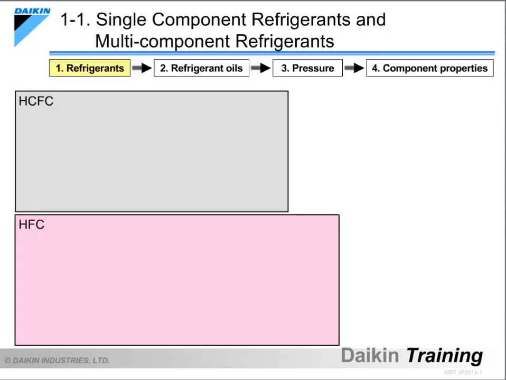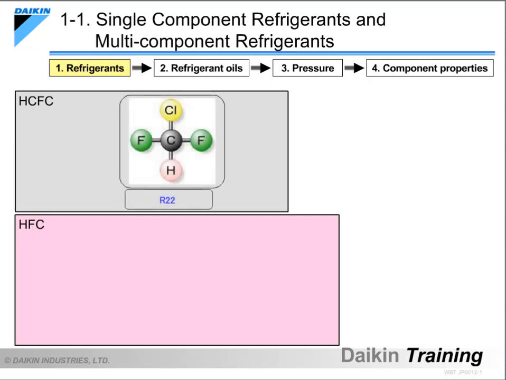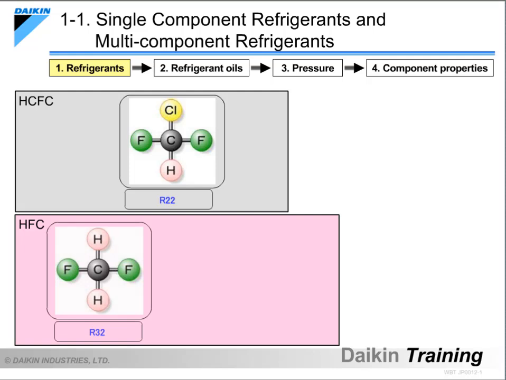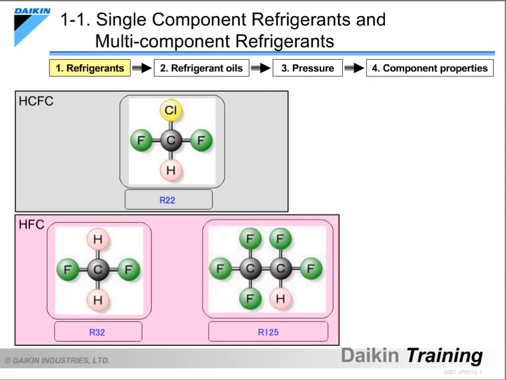Let's take some time to learn about single and multi-component refrigerants. Single-component refrigerants refer to refrigerants that contain only one type of molecule. The conventional type of refrigerant, R22, an HCFC, is a single-component refrigerant. Some new HFC refrigerants that do not deplete the ozone layer, such as R32 and R125, are also single-component refrigerants.